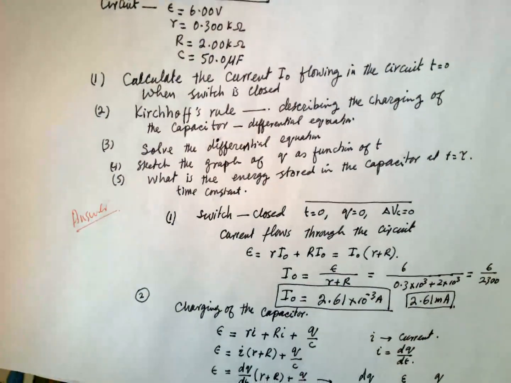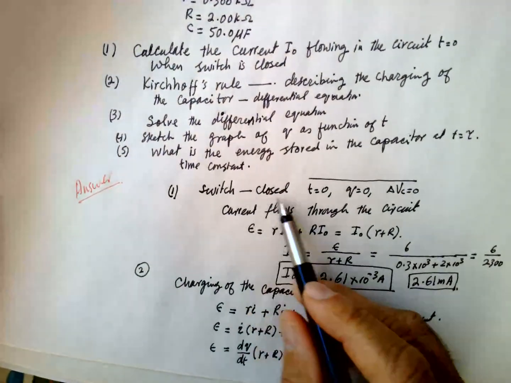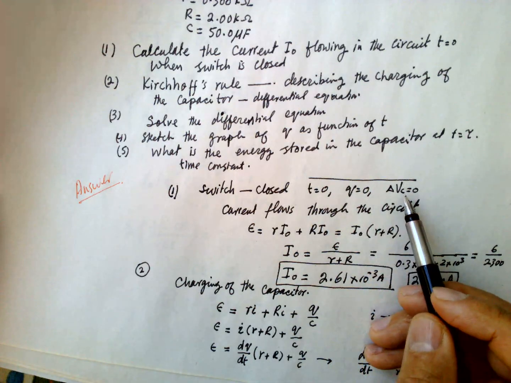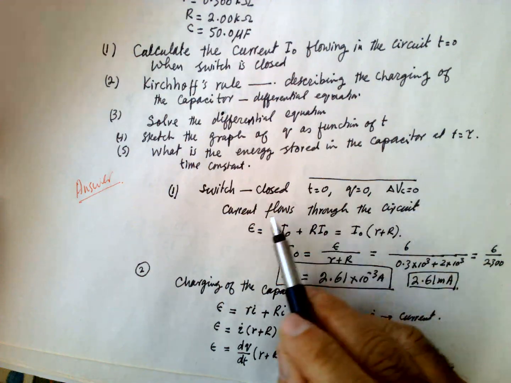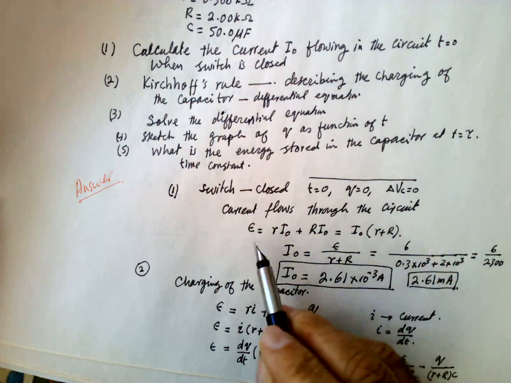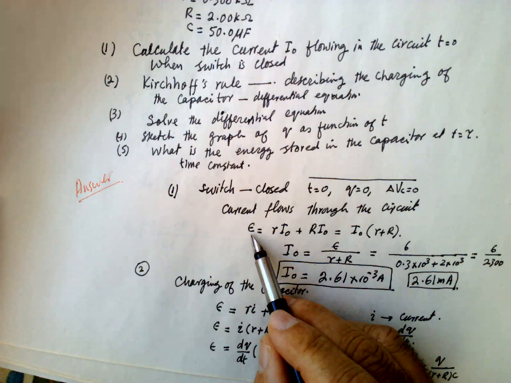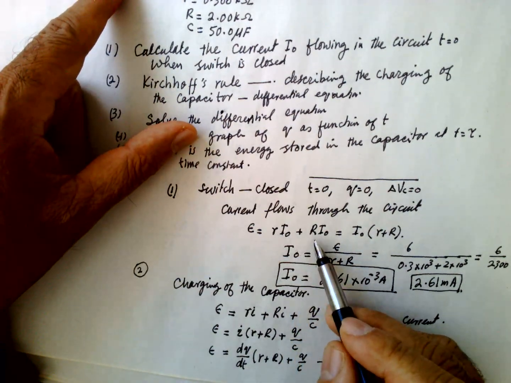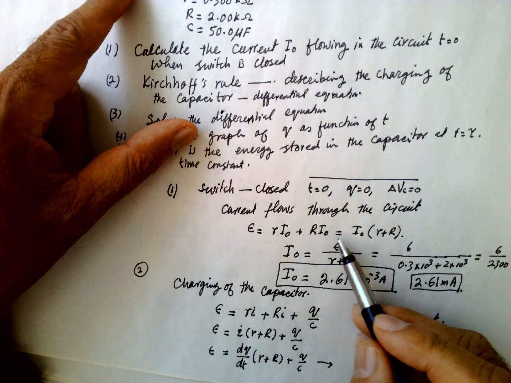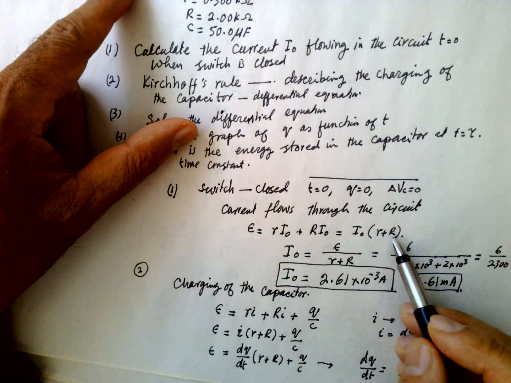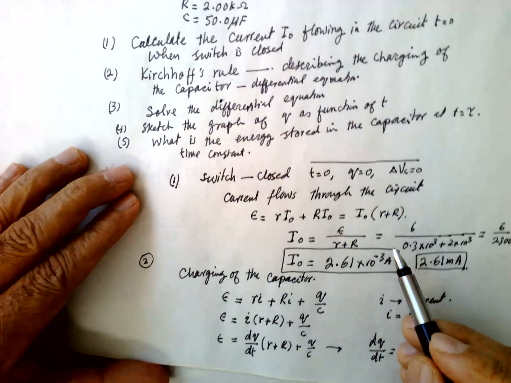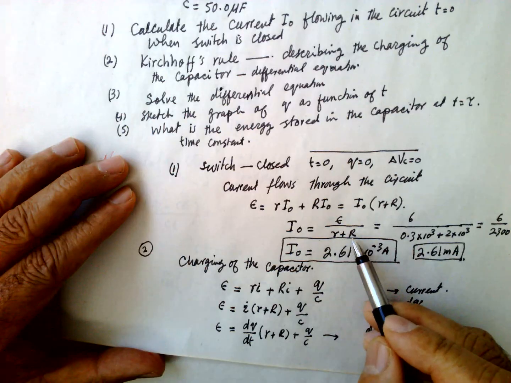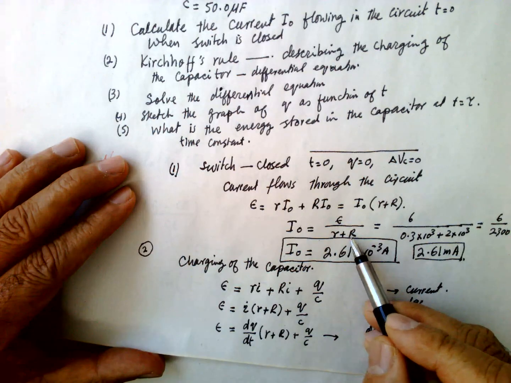So the answer. When the switch is closed, t is equal to 0, the charge Q is 0, and the voltage at the capacitor is 0. So the current flowing through the circuit: EMF is equal to the internal resistance times I naught plus R times I naught. So I naught is equal to EMF over small r plus capital R.